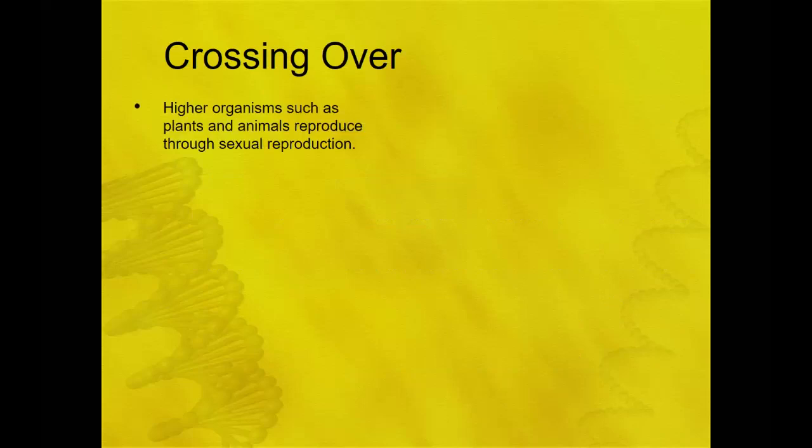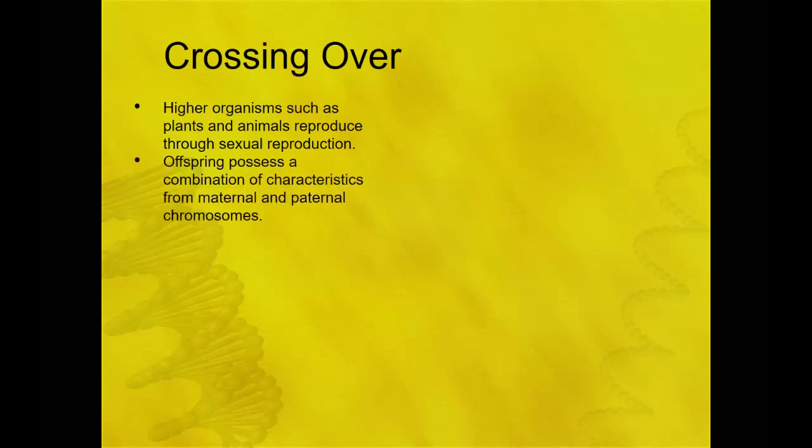So let's take a closer look at this process of crossing over. Higher organisms, such as plants and animals, reproduce through sexual reproduction. A male and a female reunite those gametes to produce the diploid number. The offspring possesses a combination of characteristics from both the mom, maternal, and the dad, paternal.